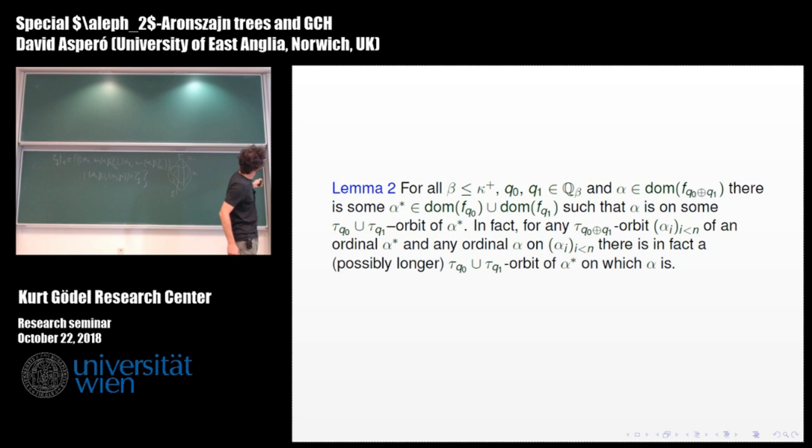So the thing is, in fact, I have something a bit stronger, which is that for any orbit for the final object with respect to the final object, like this, of an ordinal alpha star and any ordinal alpha, which is one of these, there's in fact a possibly longer orbit for this smaller set, with respect to the smaller set of edges of alpha star on which alpha is.